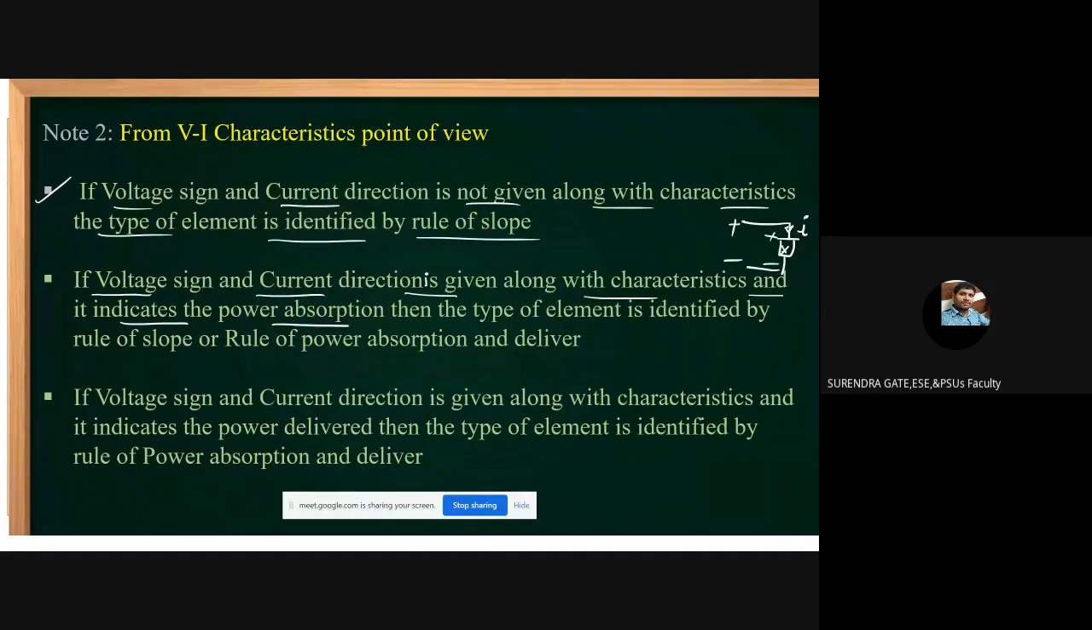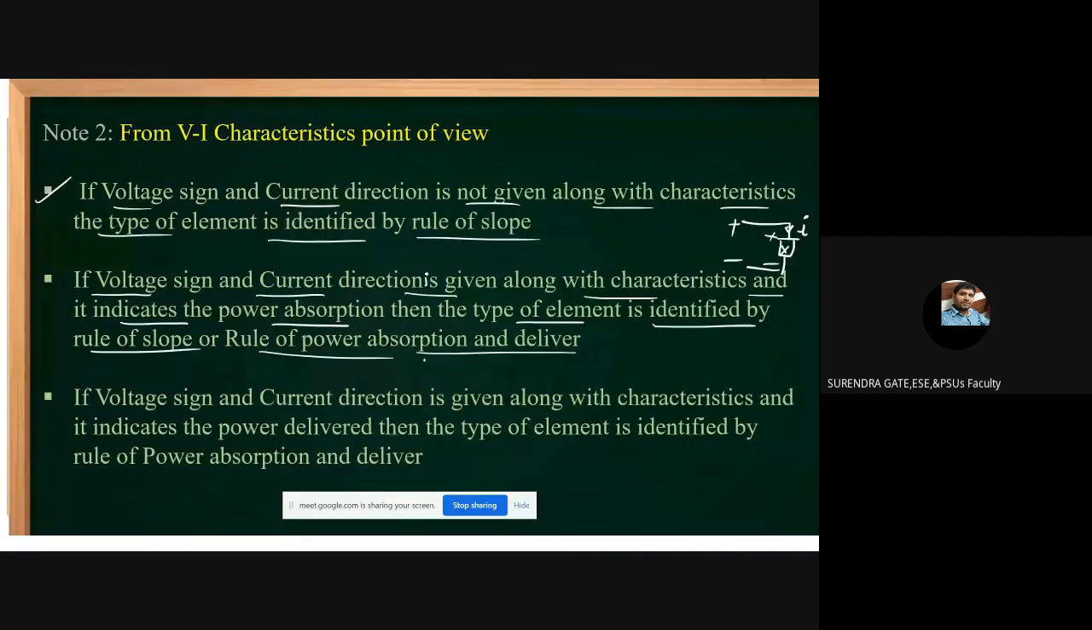Current is entering at the positive terminal, which means it absorbs the energy. It takes the power. That means the sign and polarity indicate the power absorption. Then the type of element is identified by the rule of slope or the rule of power absorption and delivery. Based on the rule of slope, or the rule of power absorption and delivery, we can identify it.